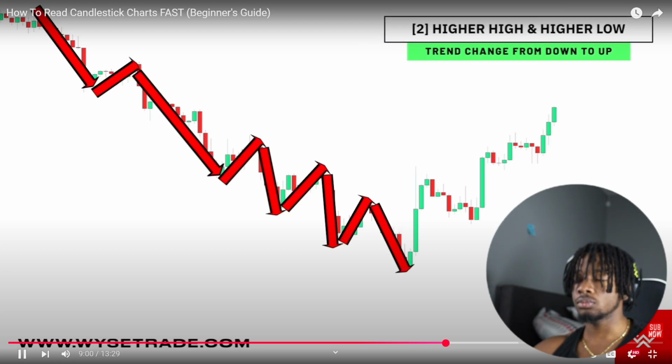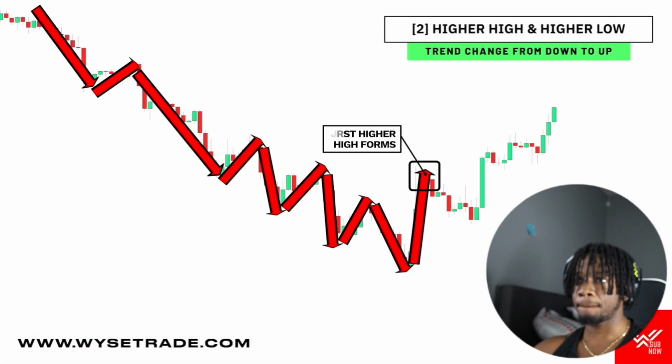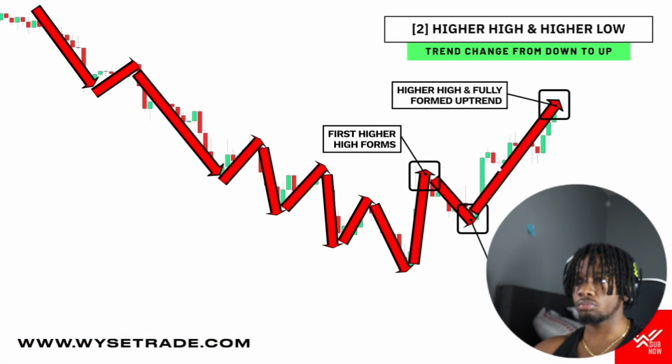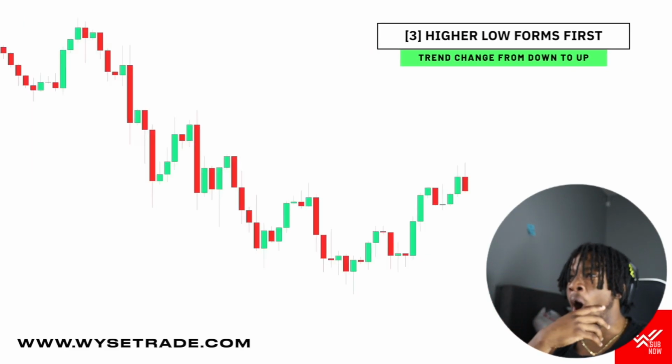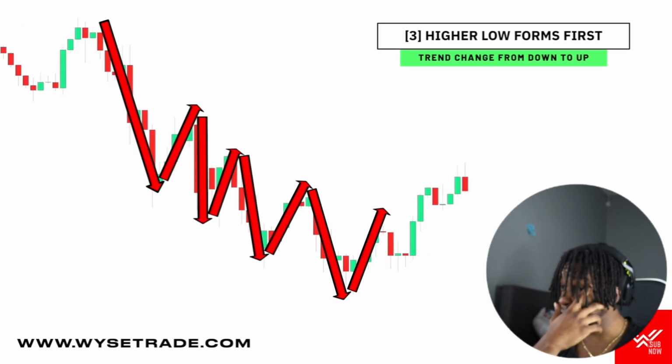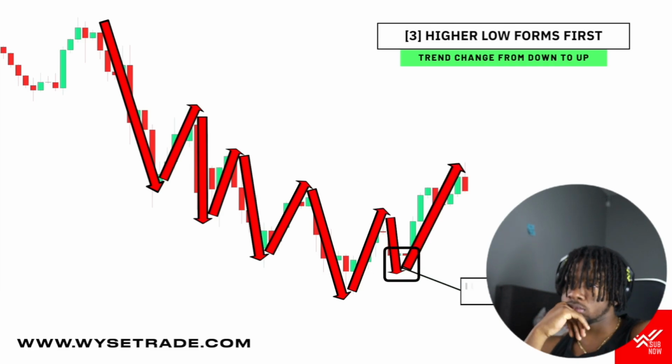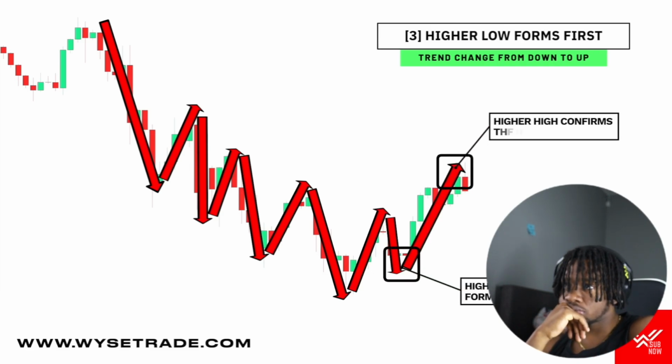Type 2. You have your moving downtrend through the lower highs and lower lows before you have a higher high form, followed by a higher low pullback before the full trend change breakout and higher high. Type 3. You have your moving downtrend through the lower highs and lower lows before you have a higher low that forms first, followed by a trend change breakout and higher high.